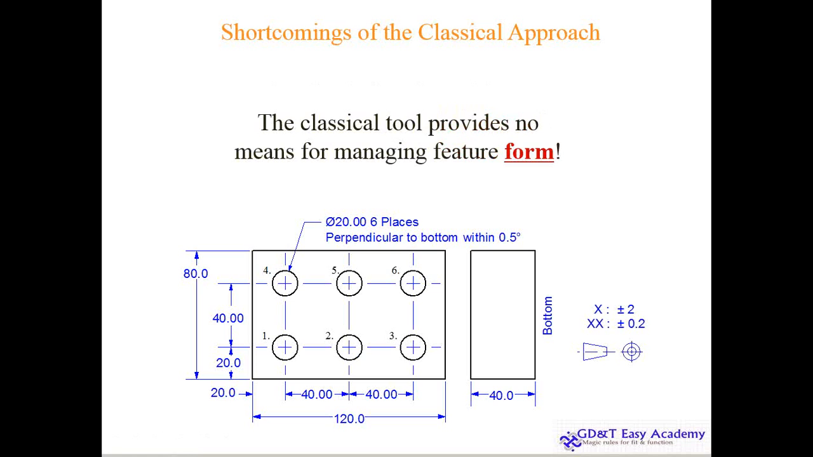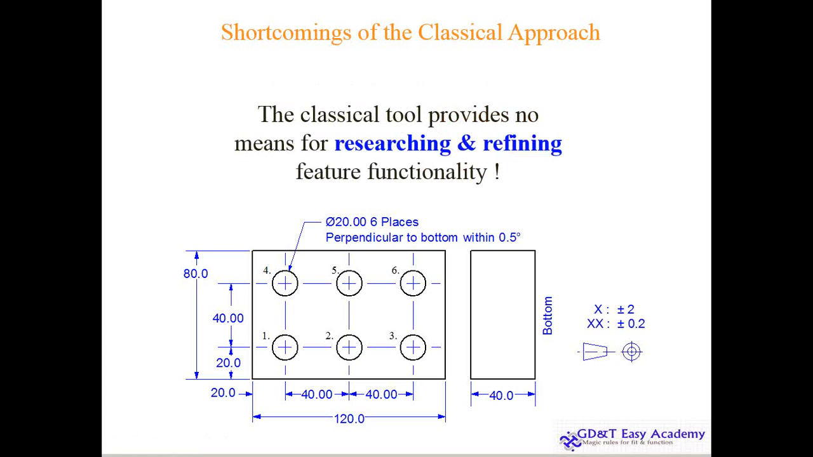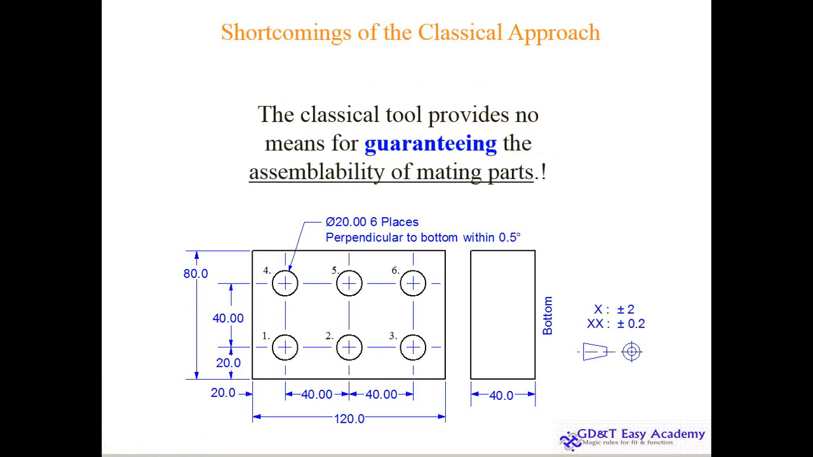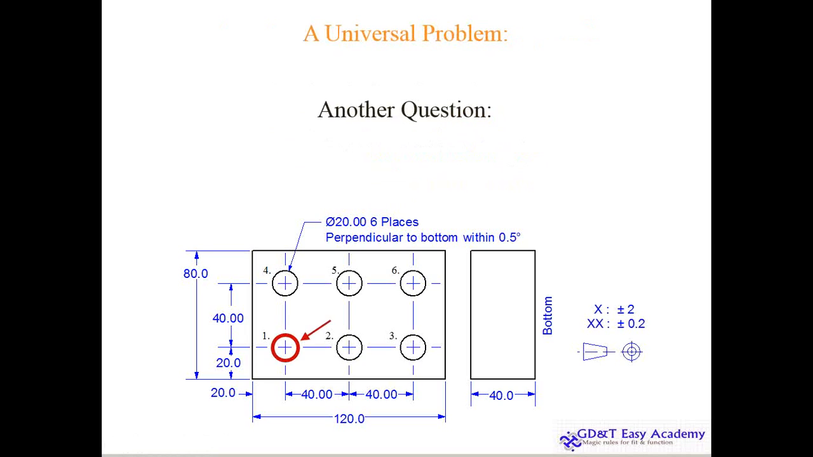The classical tool provides no means for managing feature forms. The classical tool provides no means for researching and refining feature functionality. Because of that, you cannot guarantee the fitment and function. Assemblability also is a question, and you will be in a dilemma. Another question is, what about these particular holes? Is bore 1 really bore 1? How can you say that bore 1 is typically bore 1? Because there is no fixed location with respect to which you manufacture, gauge and reference. And what about bore 3? Is that bore 3, and so on?